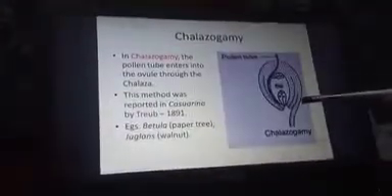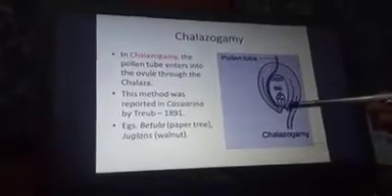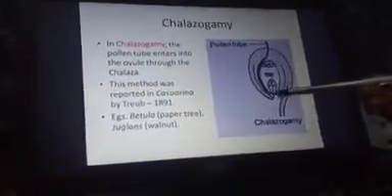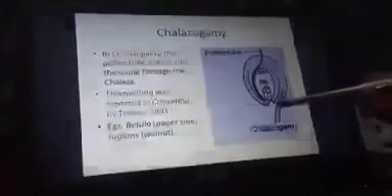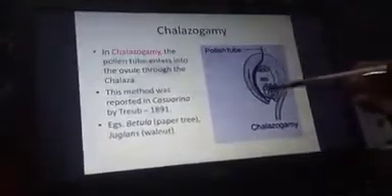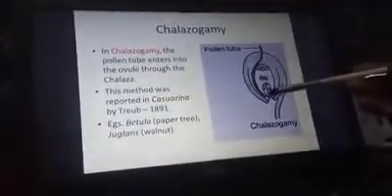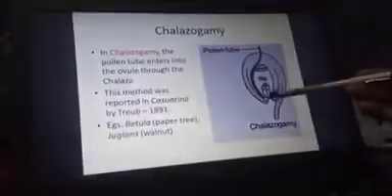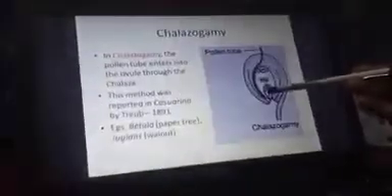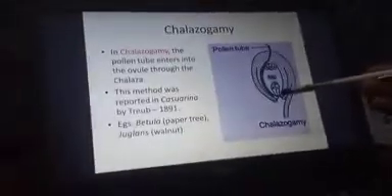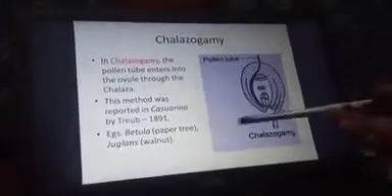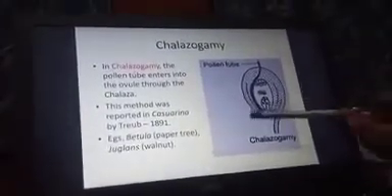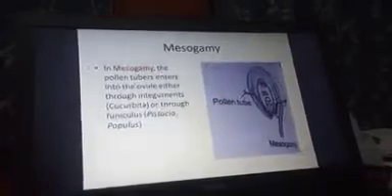It may also be called chalazogamy. In chalazogamy, what happens? The pollen tube enters into the ovule through the chalaza. This method was reported in Casuarina by Treub in 1891. Common examples are Betula, the paper tree, or Juglans, the walnut.